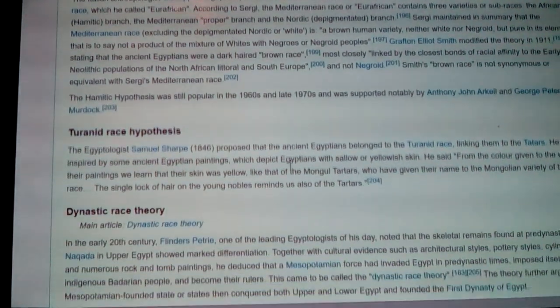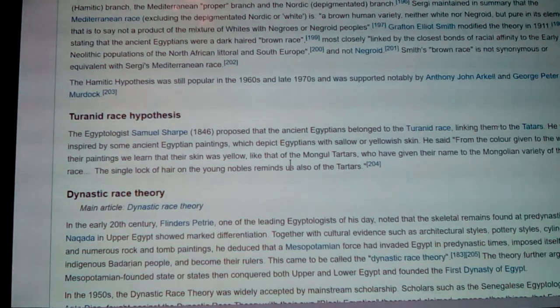The Hamitic hypothesis was still popular in the 1960s, and in the late 1970s was supported by Anthony R. Arkell and George Peter Murdock, but it fell out of favor. If you read Hamitic hypothesis on Wiki itself, it'll tell you that it fell out pretty much due to its ideas associated with colonial paternalism. So again, we have the truth come out, and then people want to cover it over.